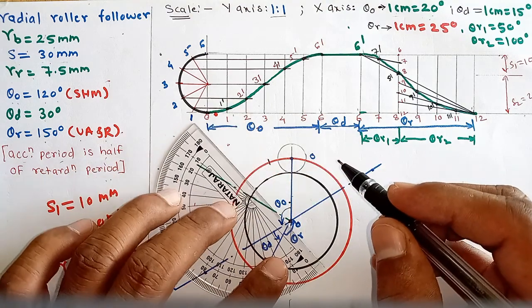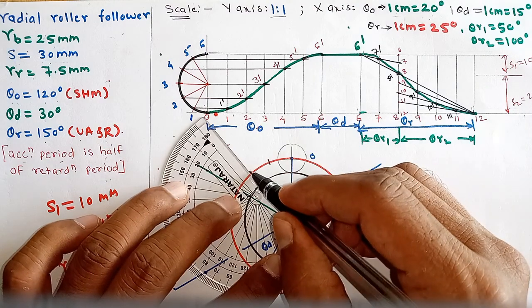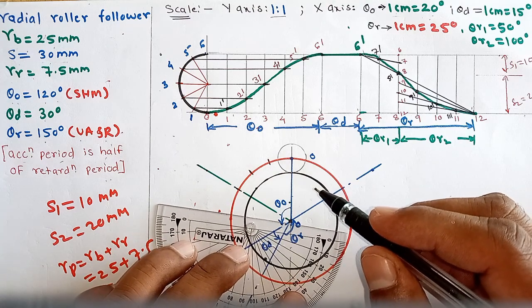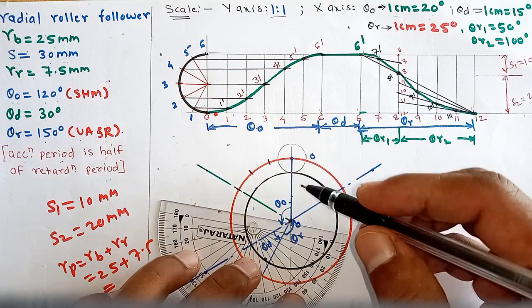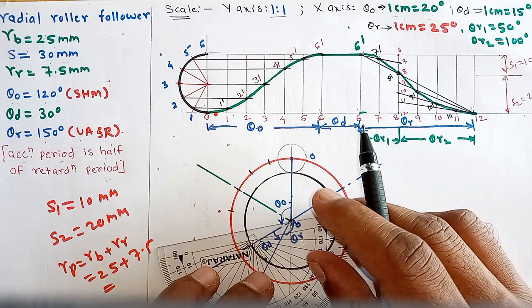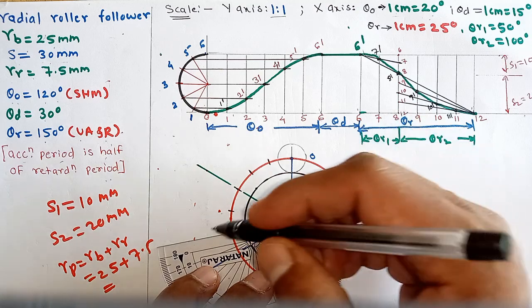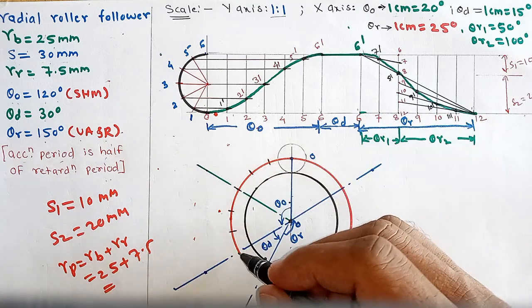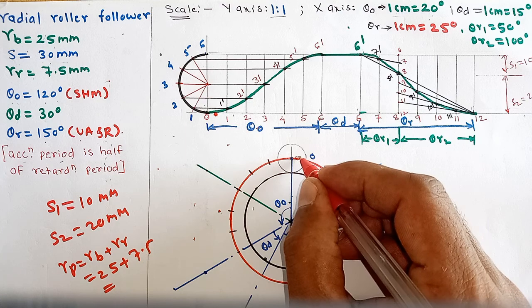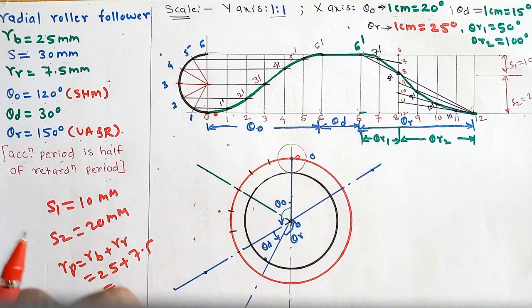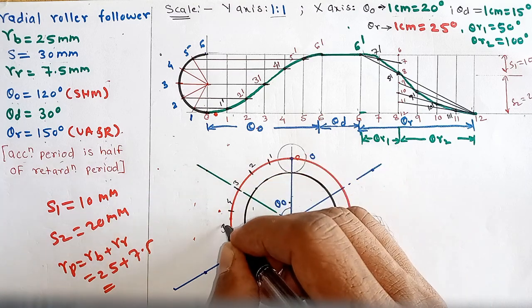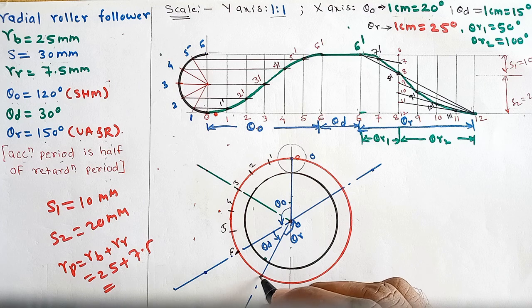So this is one at 20 degrees, second at 40 degrees, this is third at 60, this is fourth at 80, and this is at 100, and then the last one. We'll number these divisions starting from 0. 0 is the center of the roller. So this is 1, this is 2, 3, 4, 5 and 6. End of outstroke is also 6.